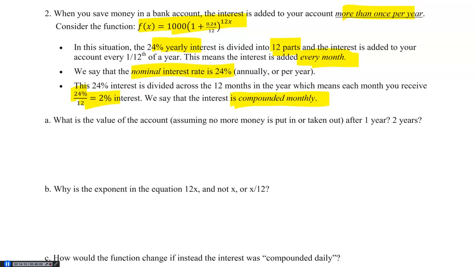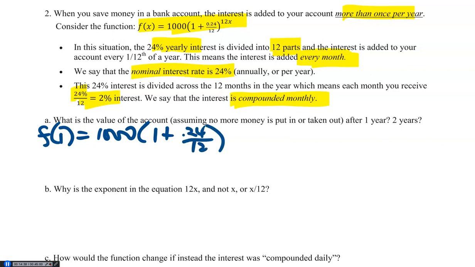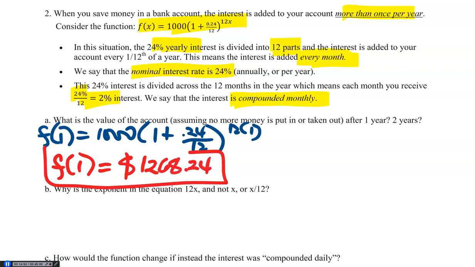Letter A, what is the value of the account after 1 year and after 2 years, assuming that no more money is put in or taken out? So to answer, after 1 year, it's like f of 1 is equal to 1,000 times (1 plus 0.24 over 12) raised to 12 times 1. Use your calculator and you will get f of 1 is 1,268.24.